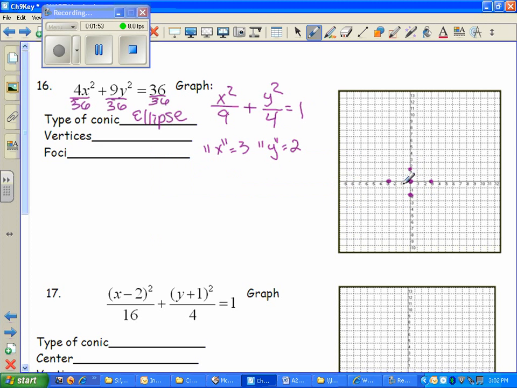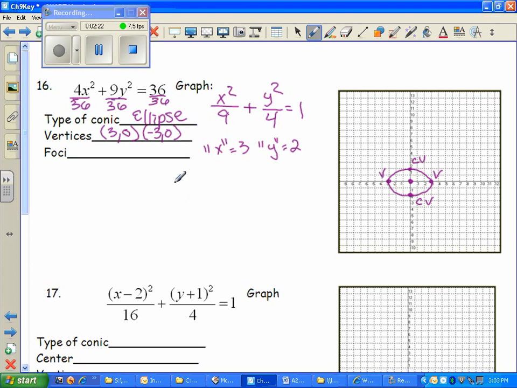Now remember that the farther ones are the vertices, so these are the vertices on the x-axis, and the co-vertices are the closer ones. Here would be my ellipse. It's close to a circle. My vertices, I'm just going to write down the answer for that, are going to be at 3, 0 and at -3, 0.